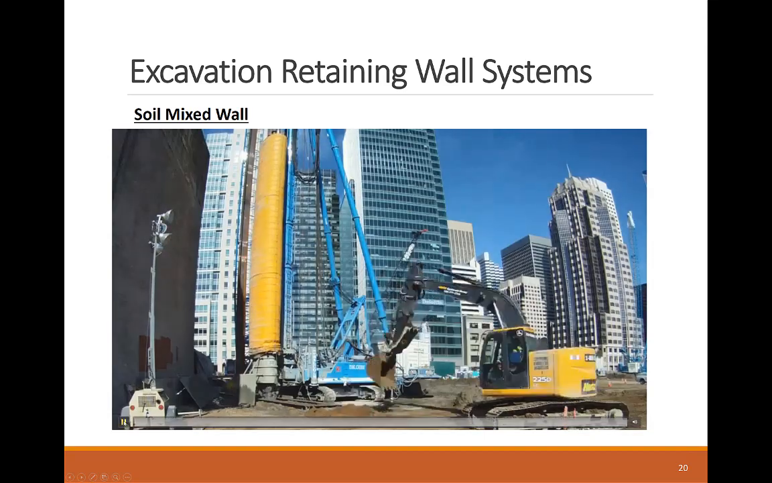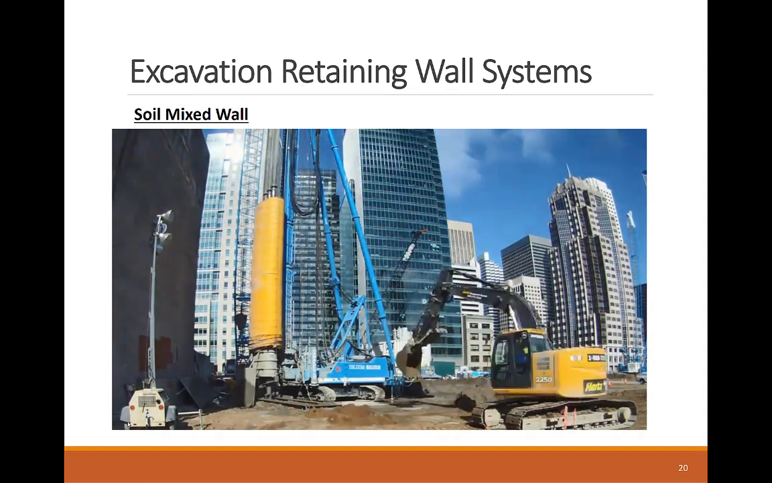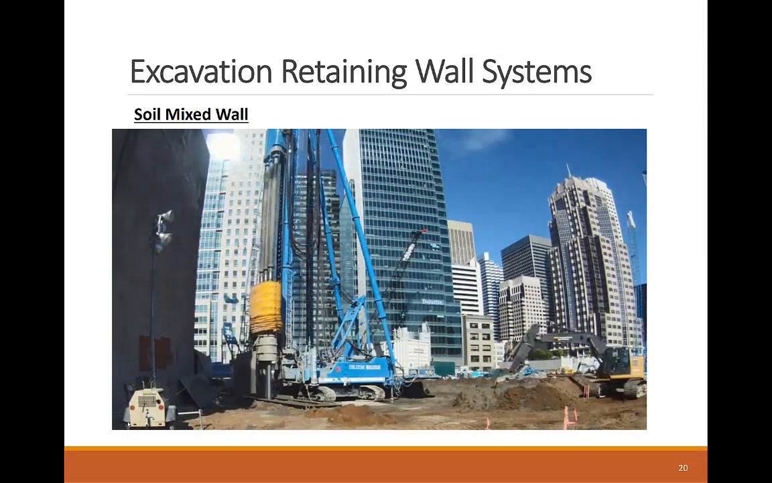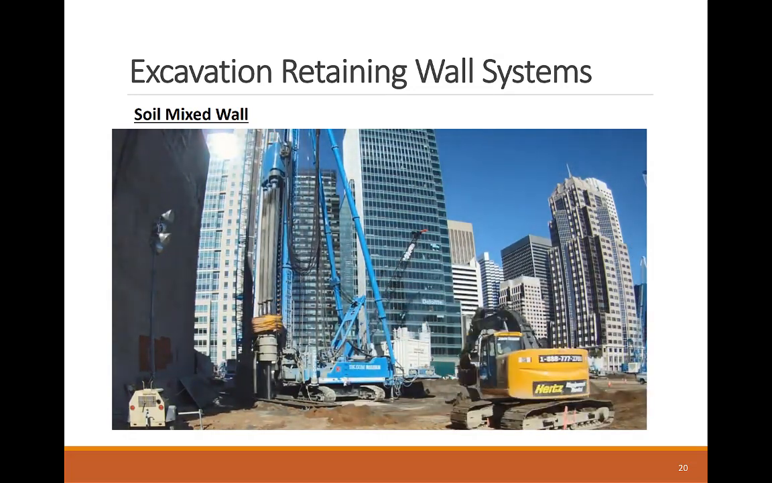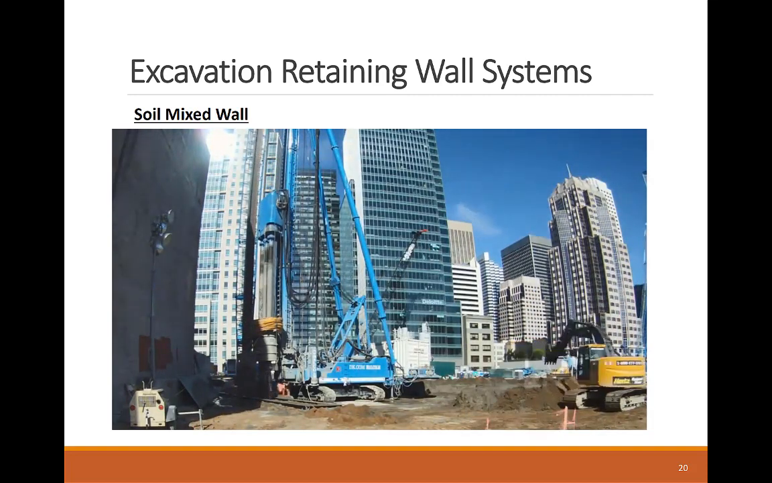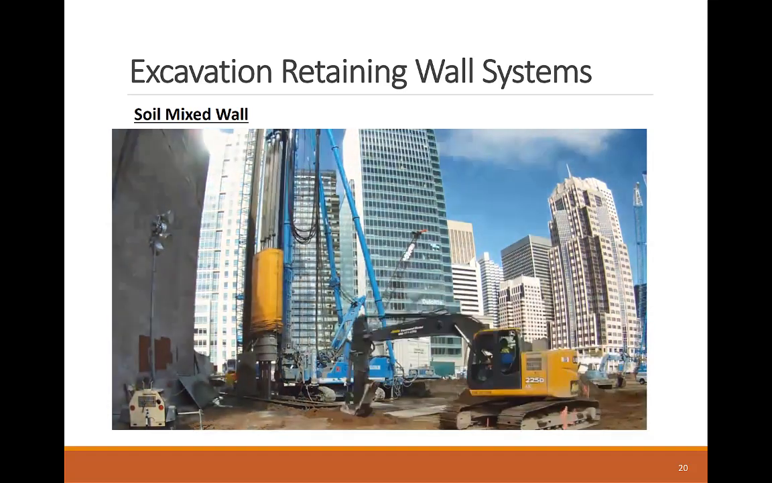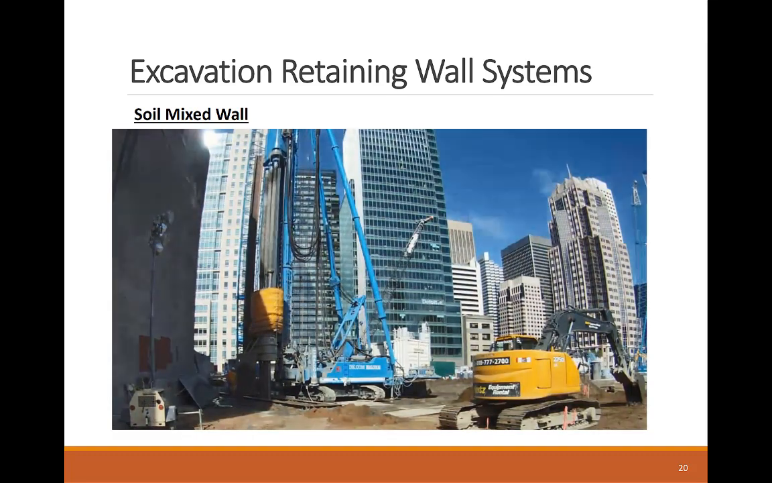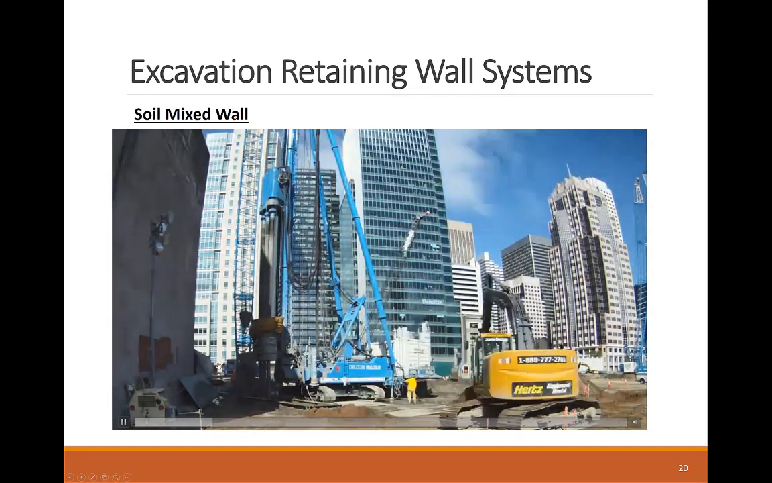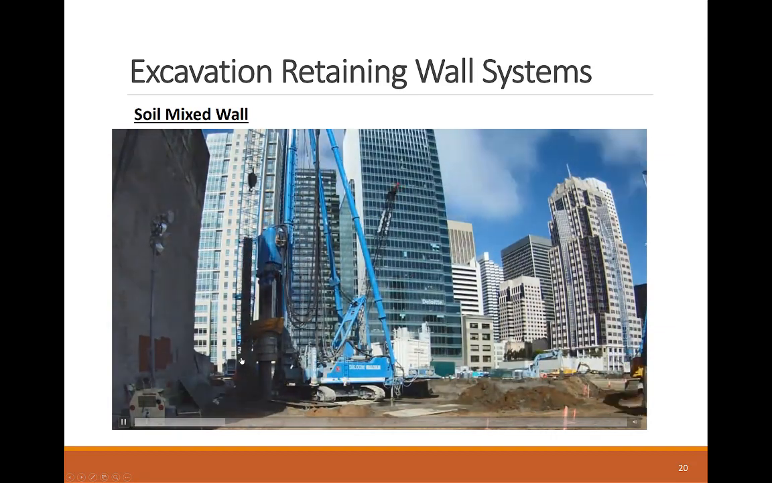Let's observe this DSM retaining wall construction that occurred in the Transit Center Tower in San Francisco. You will see the excavator is digging the topsoil layer to clear the way for the auger and also create a small puddle of bentonite slurry around the drilled pile. The video started with a steel beam that is being placed in a DSM pile that was just drilled.